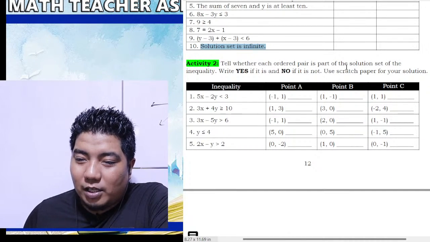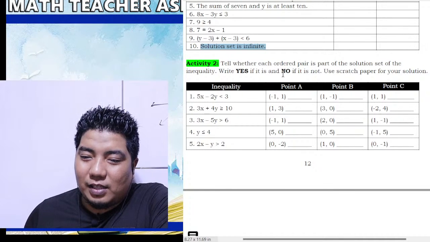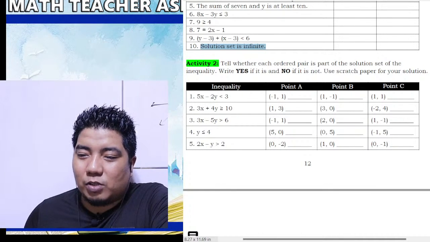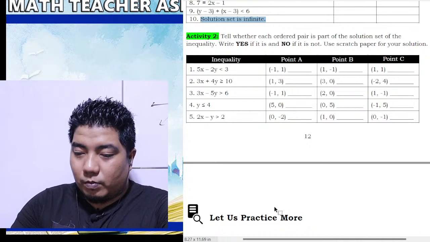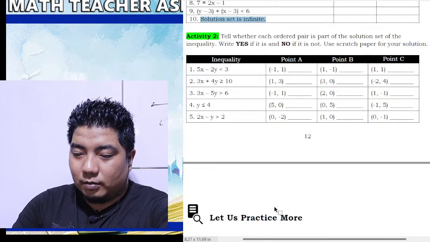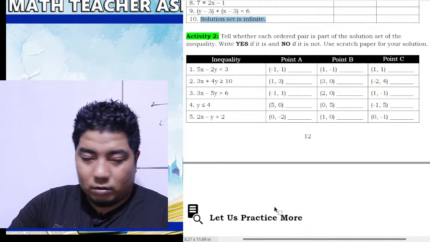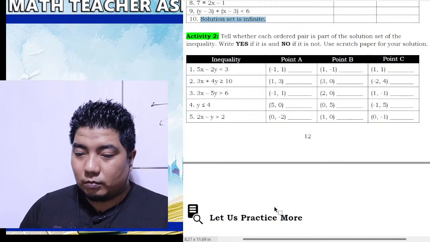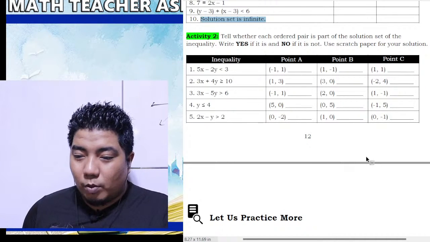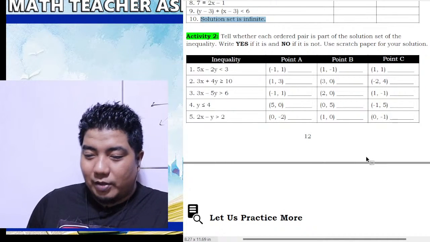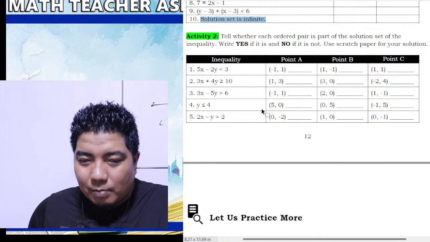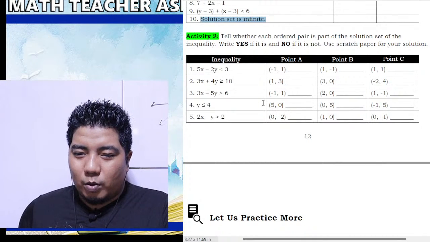So, tell whether each ordered pair is a part of the solution set inequality. Write yes if it is, and no if it is not. Use a scratch paper for... Teka lang. Okay, medyo nawala yung internet natin. Okay, bumalik na ngayon.